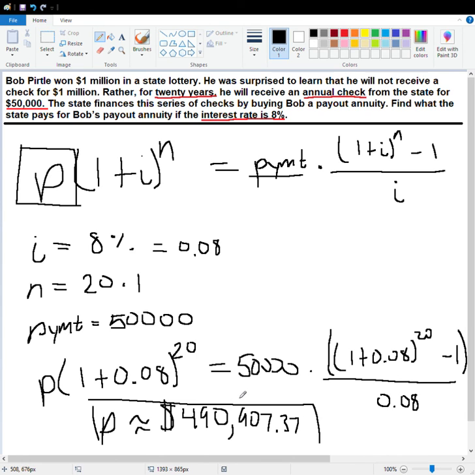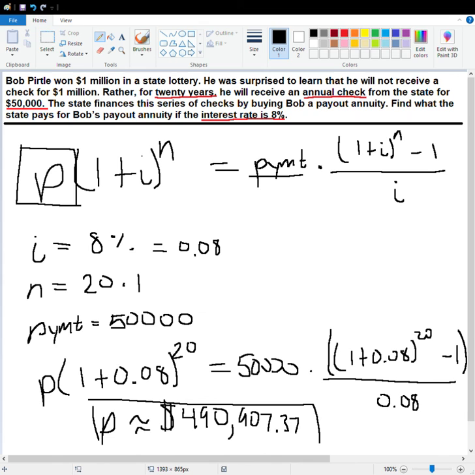But what does this mean? The problem is asking what the state pays for Bob's payout annuity if the interest rate is 8%. So the state is going to be paying this amount into, let's say, a bank, and the state is going to get interest, and all of that money is going to Bob, and Bob is going to get 1 million. Guaranteed he's getting a million, but the state is not paying him a million. The state's only paying this amount of money, $490,000. So they're not paying a million, but Bob is going to get a million, and this is because of the 20 years of interest.